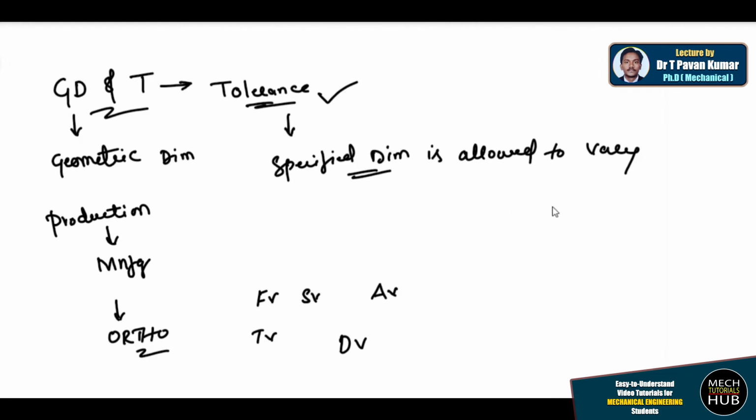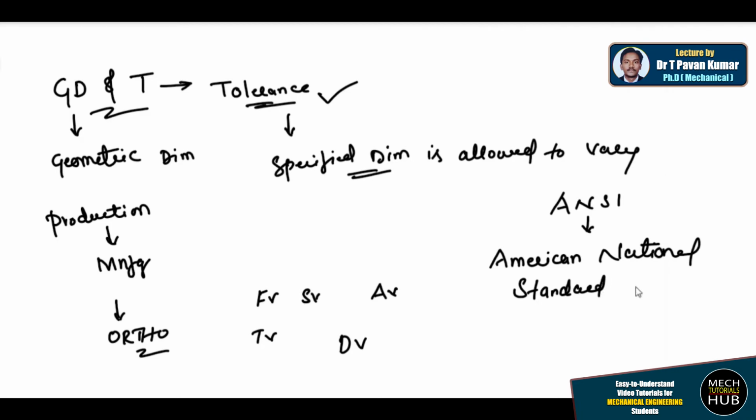Now these tolerance symbols or tolerances are specified by ANSI, the American National Standard Institute. The full form is American National Standard Institute. All right, this is the institute which will set up the related symbols, which are universal.